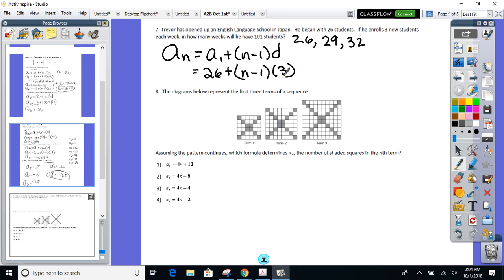Now, this is any given term in the sequence. I want to know when it hits what? What's the n value when I hit 101? All right, that's what I'm plugging in here. Any value, which in this case would be 101. So how many terms does it take to hit 101? So now we can solve that.